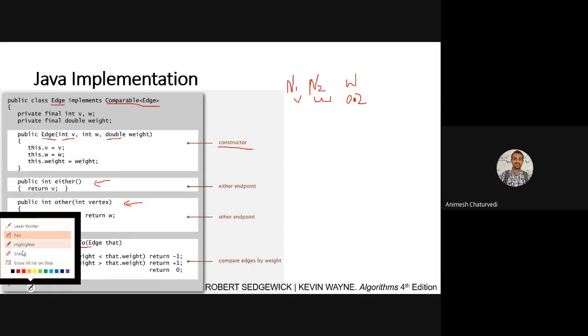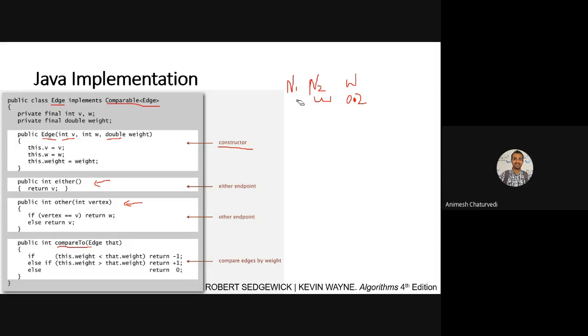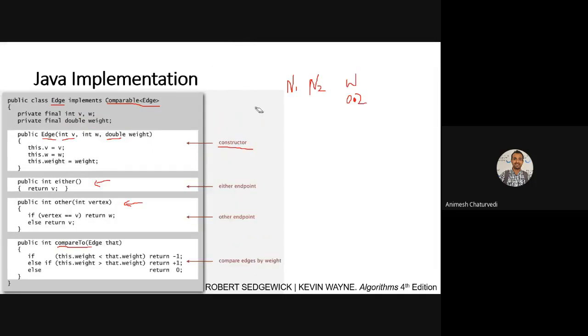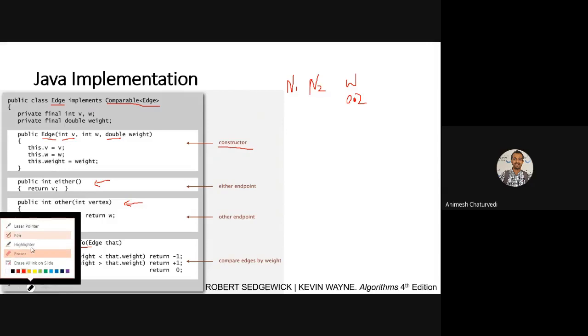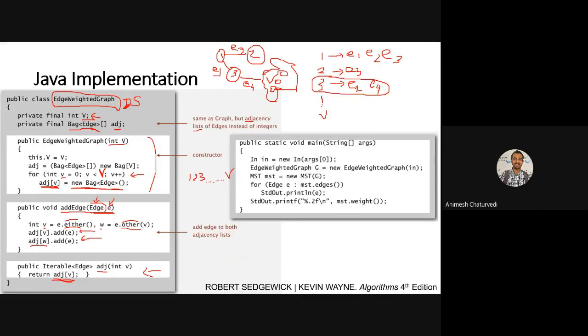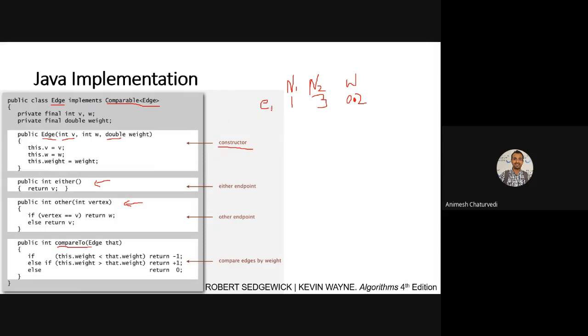So instead of this, if we go back and say 1 and 3, we can say edge 1 is between node 1 and node 3. So what it represents is this edge 1. Edge 1 would be defined like this. So this is just a simple edge.